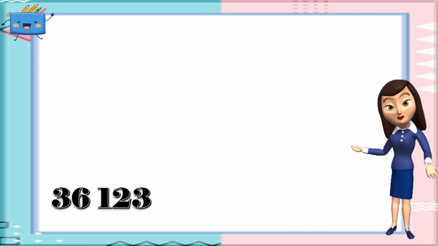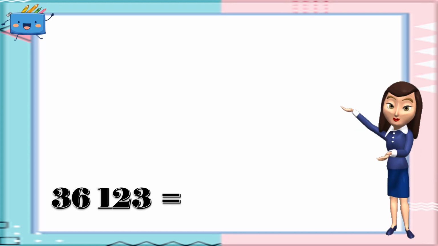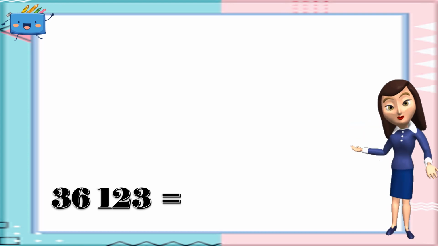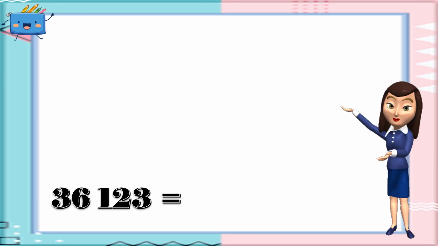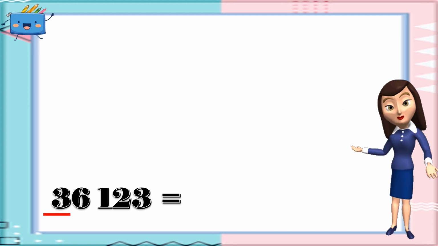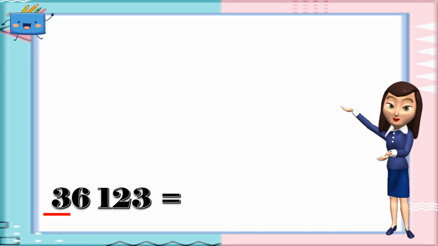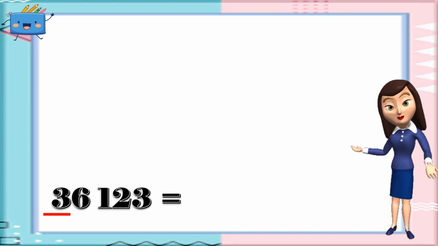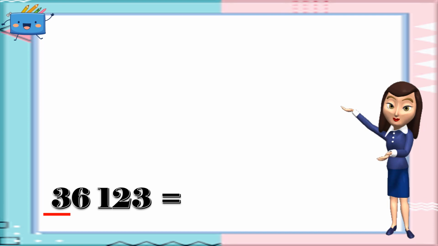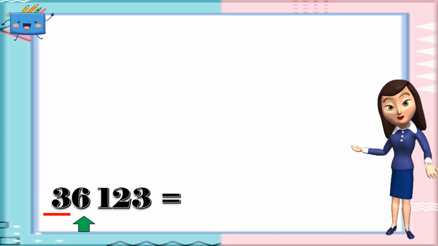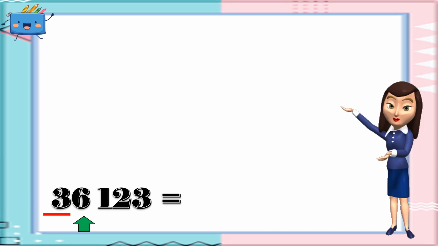36,123 rounded off to the nearest 10,000. What is the answer? So, same thing lang din ang gagawin. First, identify first the rounding digit, which is 3, since ang 3 ay nasa 10,000's place. And then, look at the right digit of the rounding number, which is, ano ba ang katabi ng 3? Tama, it's 6.